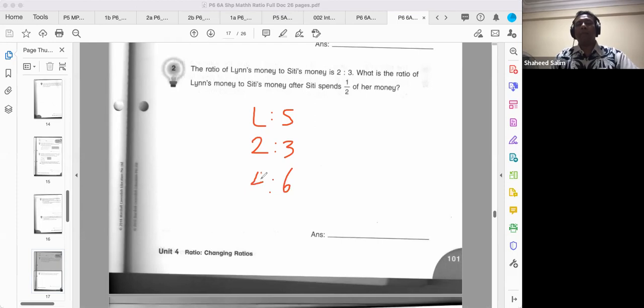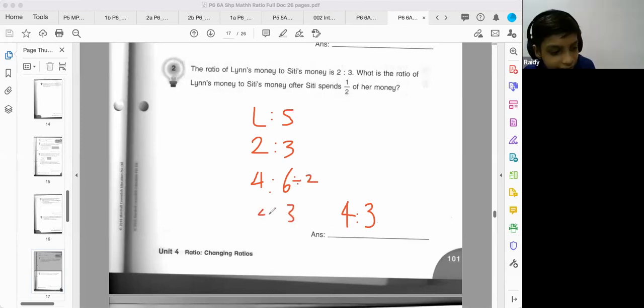You get times by 2. Then now you half of 6 is how much? Is 3. So now the new ratio is 4 for Lin, 3 for Siti. Can see now. Very well done. So down here now you can divide this by 2, half it, you get 3.